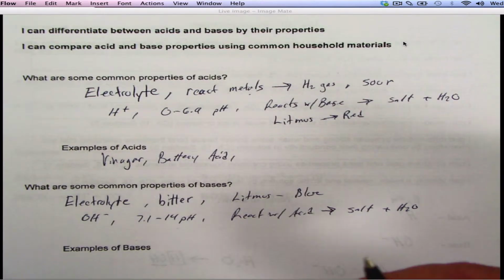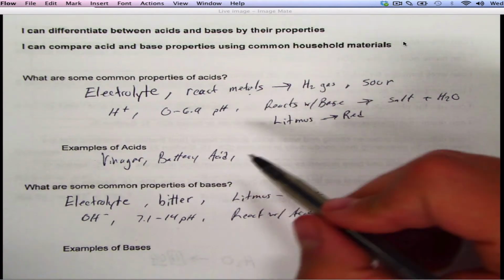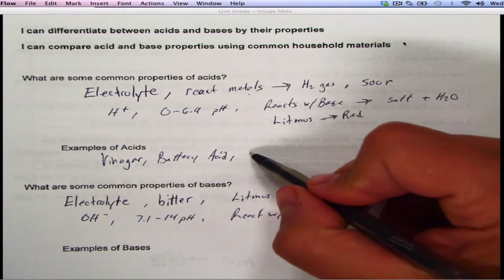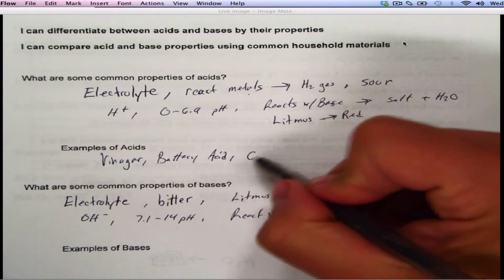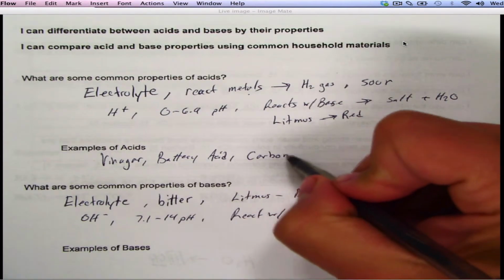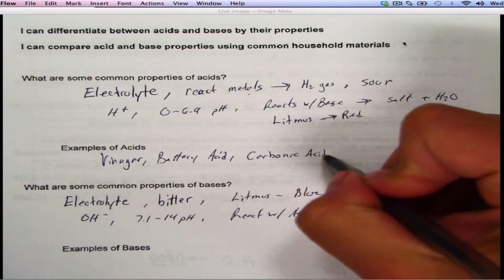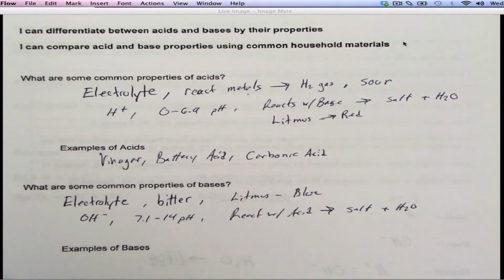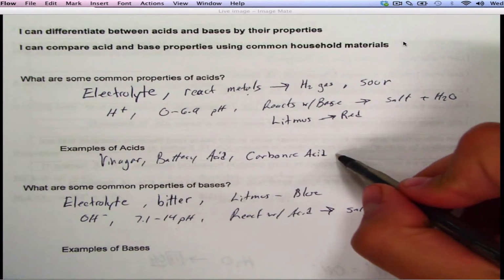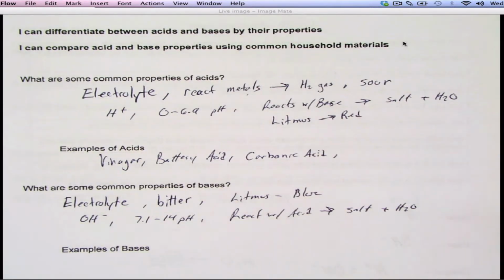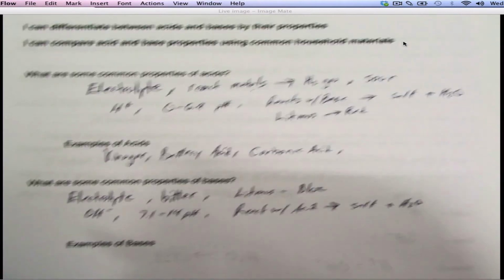I believe your blood is slightly basic. So let's see other common acids we got here. There is carbonic acid, which is the stuff that's used in soda. And there's tons of other uses for acids. Let's talk about some bases here.